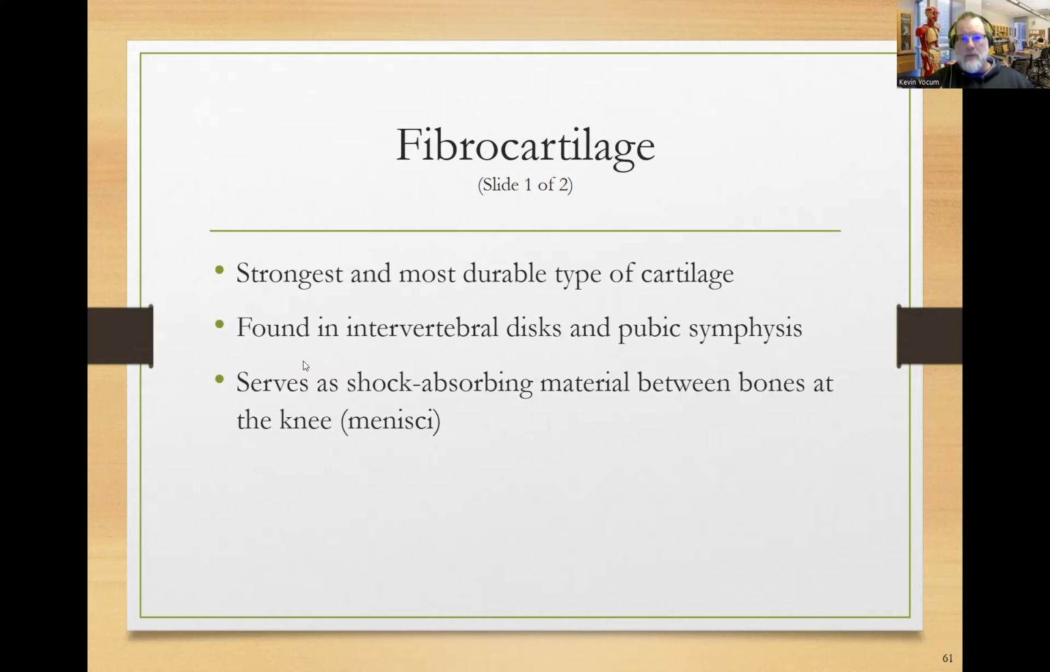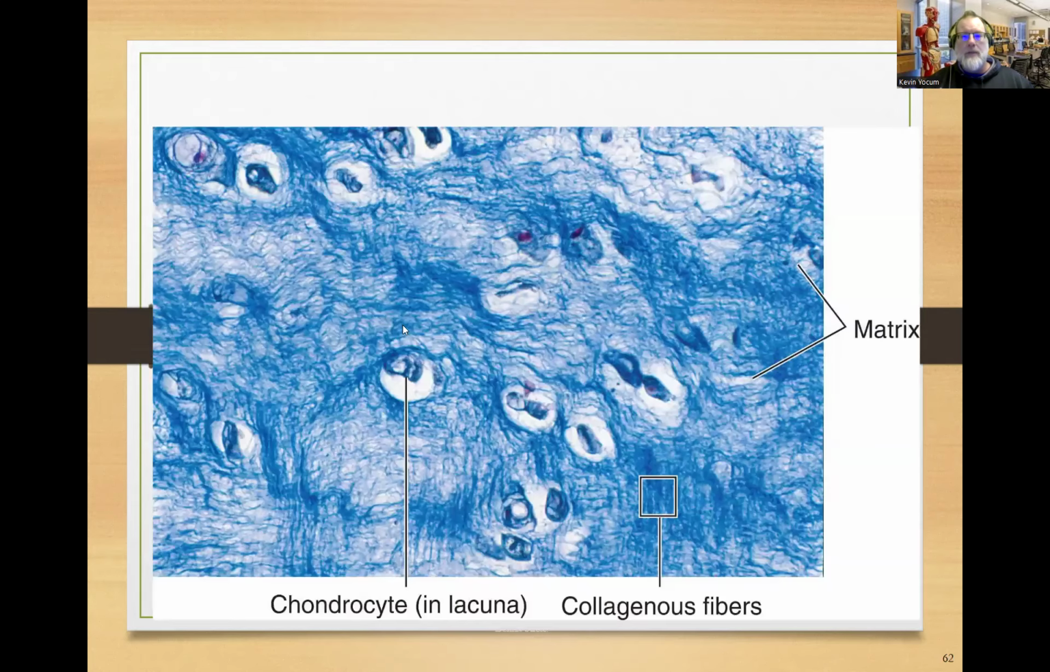Fibrocartilage is the most durable of the cartilages. These are going to be your intervertebral discs, so these provide shock absorption. Fibrocartilage is evident by, again, you have these milk glass cells, but you don't have a lot of them. You don't have a lot of matrix here. You have a lot of fibers. So dense fibers. This tells me this is fibrocartilage.